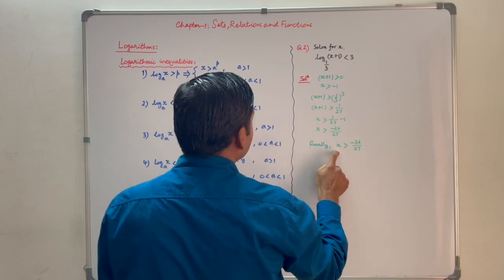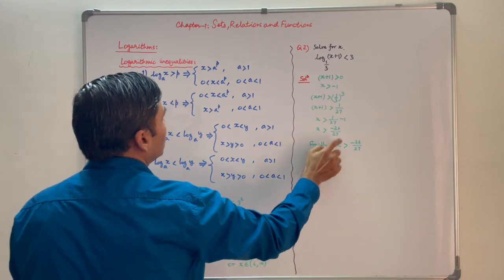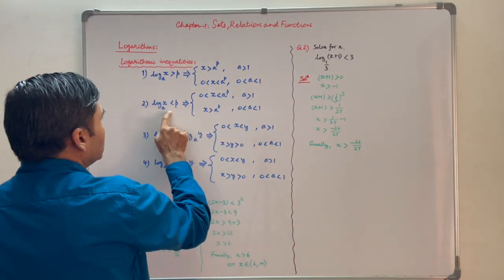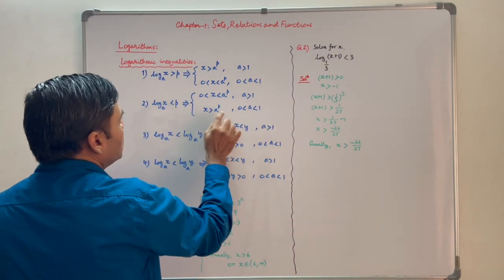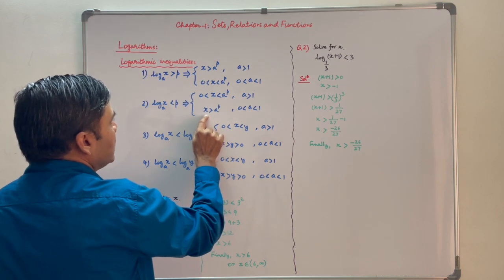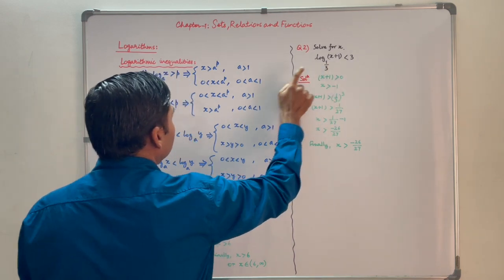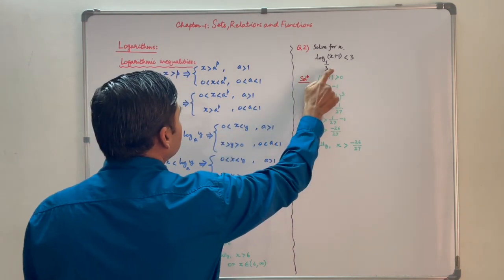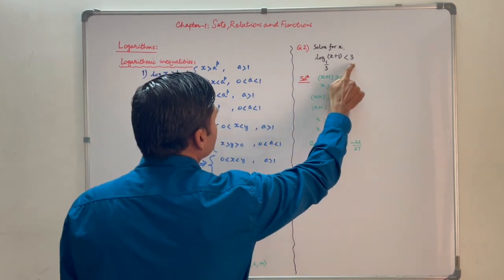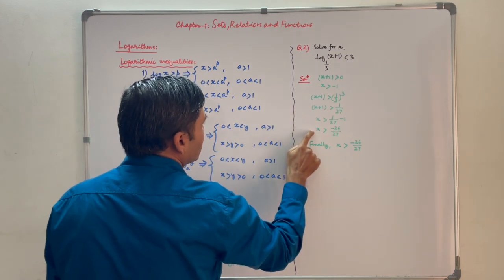We can match this answer by applying formula also. This matches with this, and condition is this. So the solution will be x is greater than a to power p. In this condition, x is equal to x plus 1, a is equal to 1 by 3, and p is equal to 3. So you will reach to the same solution.